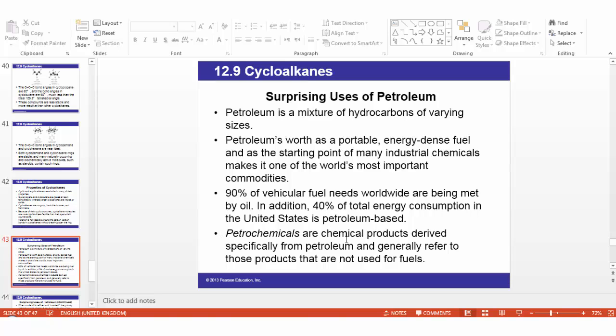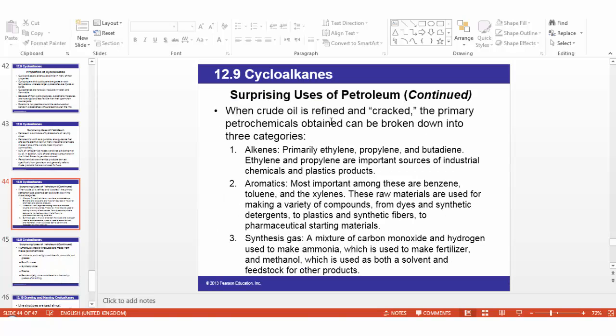Petrochemicals are chemical products derived specifically from petroleum and generally refer to those products that are not used for fuels. Now, when crude oil is refined and cracked, the primary petrochemicals obtained can be broken down into three categories. Alkenes, mainly ethylene, propylene, and butadiene. Ethylene and propylene are important sources of industrial chemicals and plastics.